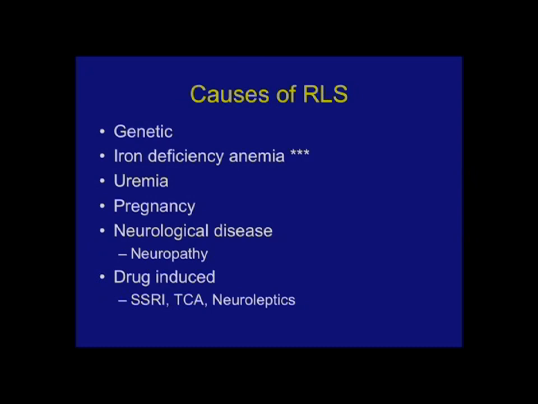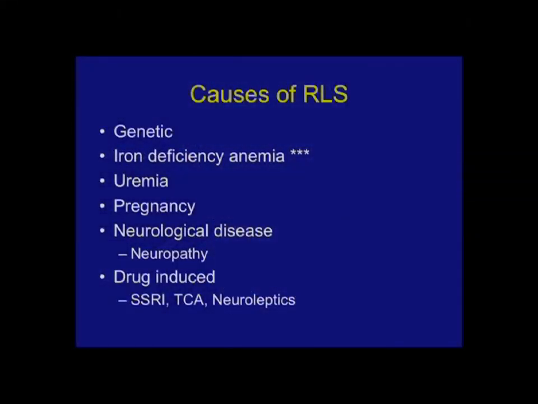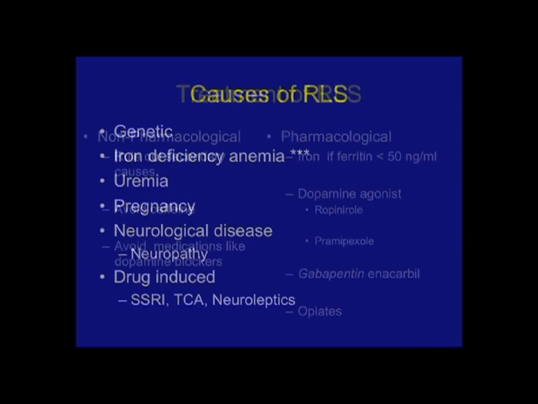When we think of causes of RLS, we tend to divide it into genetic causes, which are thought to be primary, and we now know that there are some genes associated with restless leg syndrome that may run in the family. Other secondary causes of restless leg include iron deficiency anemia, uremia, pregnancy, neurological diseases such as neuropathy, and there are certain medications that have been known to exacerbate restless leg, including SSRIs, tricyclics, and neuroleptics.